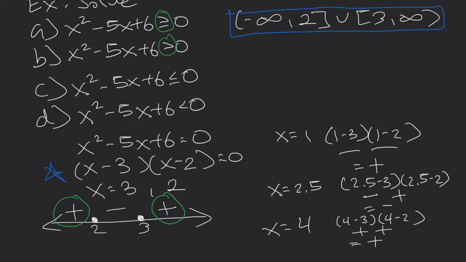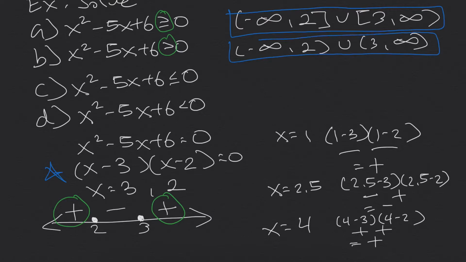Now part B is not going to be very different. The only difference there is now I only want greater than. I don't want equal to as well. So I'm just going to get rid of those endpoints. It's negative infinity to 2, union 3 to infinity. But now those are parentheses because I do not want to include the places where it was equal to 0. I only want the greater thans. I only want the positive values. I don't want 0 as well.